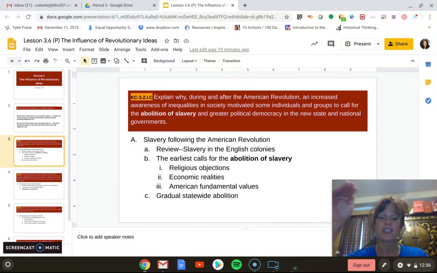And you can see this trend because we fought the revolution for the ideas of freedom and liberty and the pure idea of rights of man, natural rights, that we see the abolition of slavery occurring in the North.